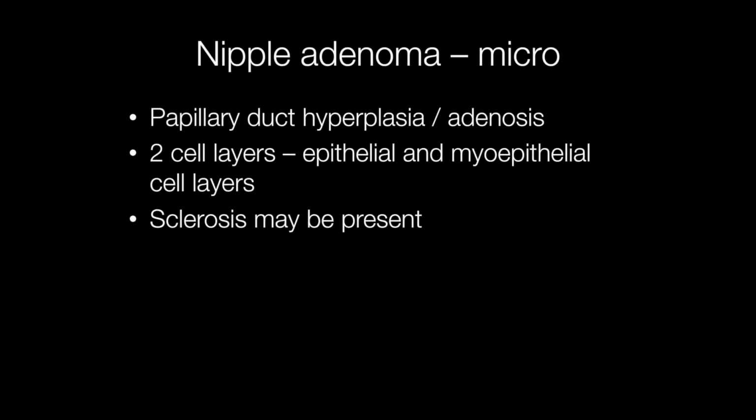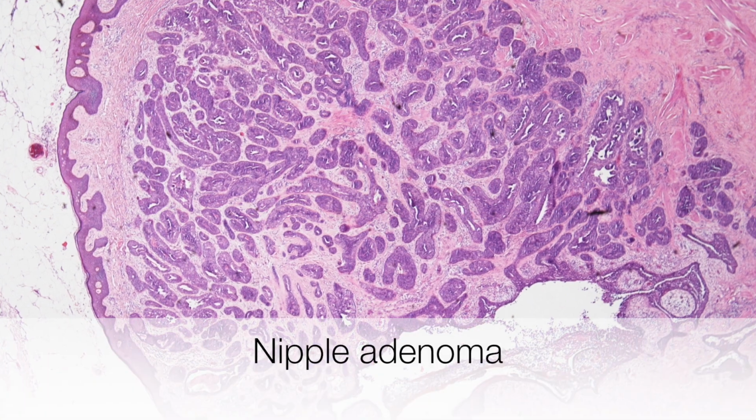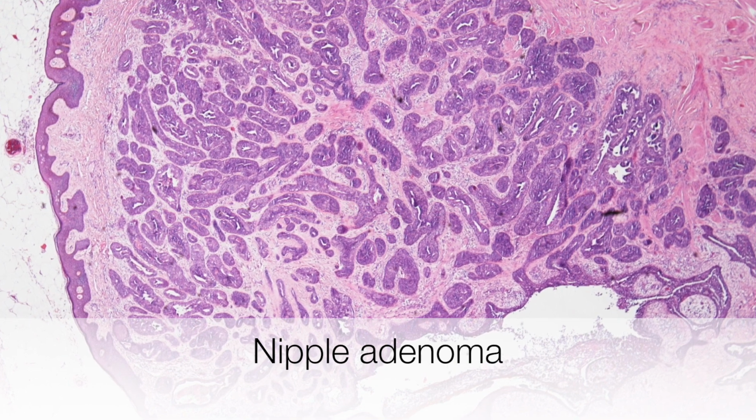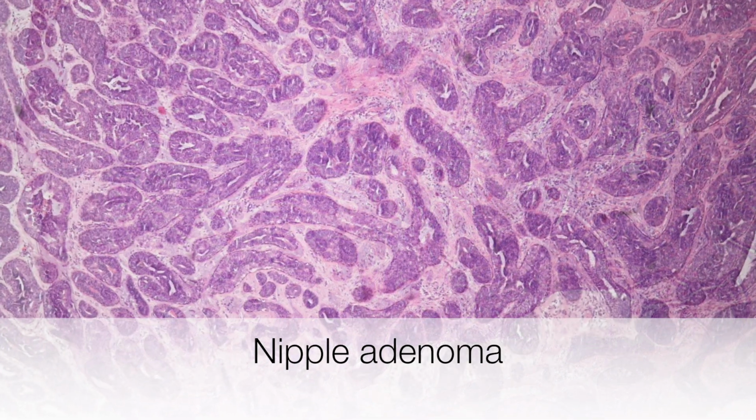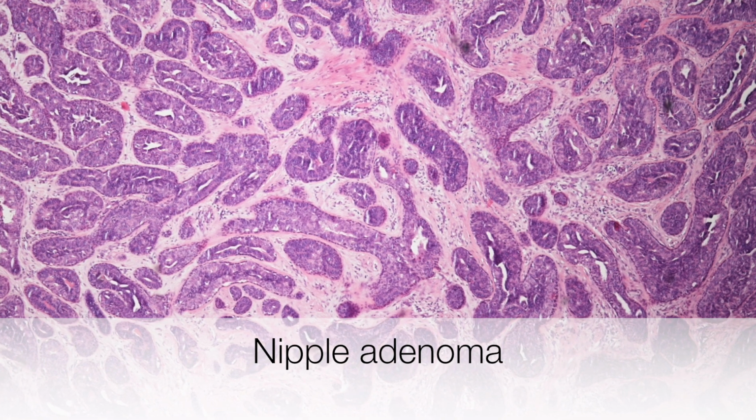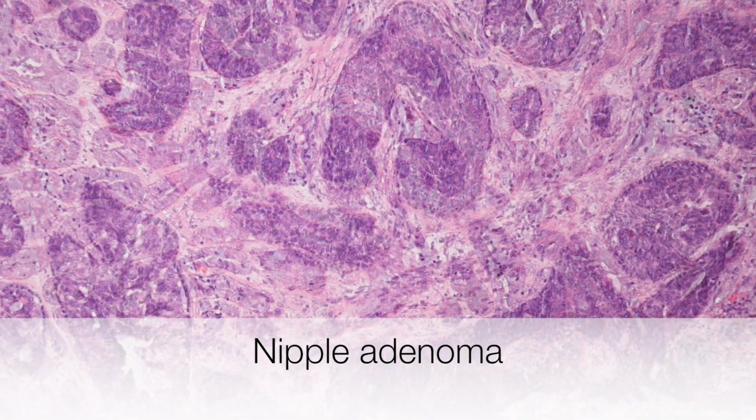Histologically, nipple adenomas are foci of papillary duct hyperplasia and adenosis. They are comprised of two cell types, hyperplastic epithelial cells and an outer layer of myoepithelial cells. In addition, these lesions may sometimes show sclerosis. This is the typical histological appearance of a nipple adenoma with ducts distended by hyperplastic epithelial cells.